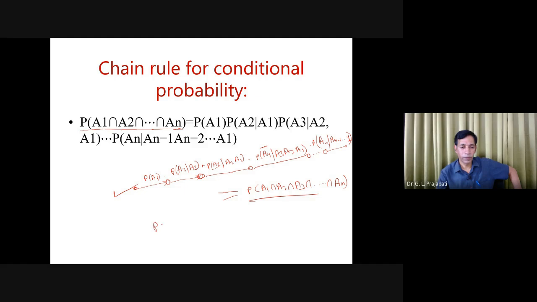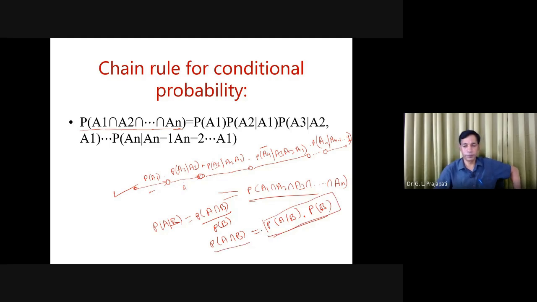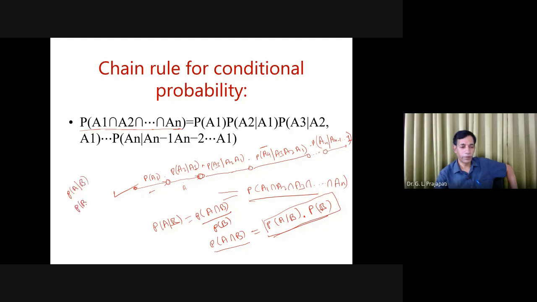You know that the probability of A given B is equal to the probability of A intersection B divided by the probability of B. So the probability of A intersection B is equal to the probability of A given B multiplied by the probability of B. Whatever the multiplication is, it is equal to the probability of A and B. But remember that the probability of A given B and the probability of B given A are both different.